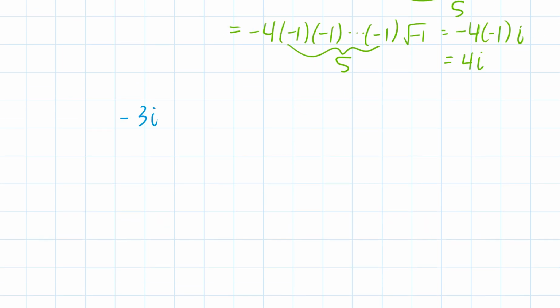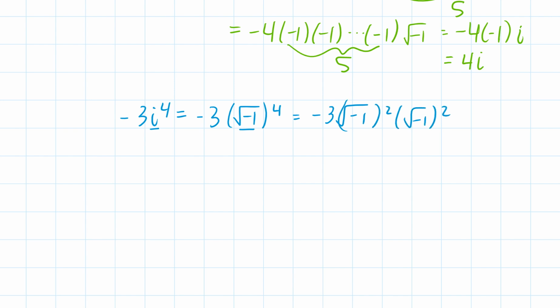Okay, our next term to work with is negative 3i to the 4th. This time I'm dealing with each one individually, and then we'll add or subtract them all together. So this is negative 3 times the square root of negative 1 to the 4th. We're just substituting i is the square root of negative 1. Split them into pairs. Cancel out your inverse operations.